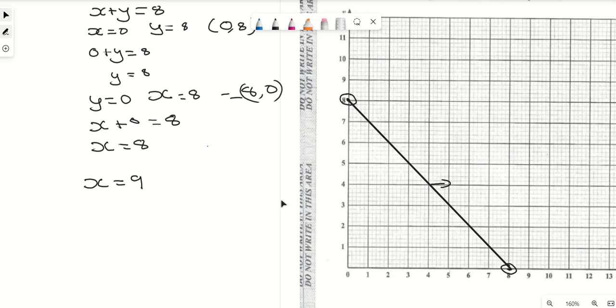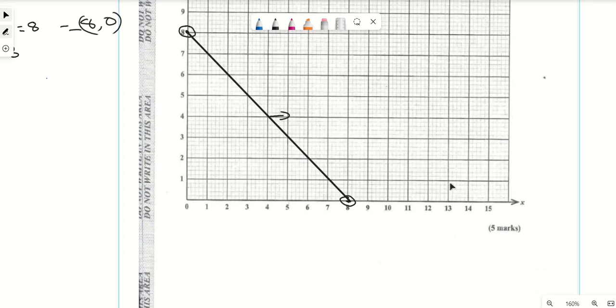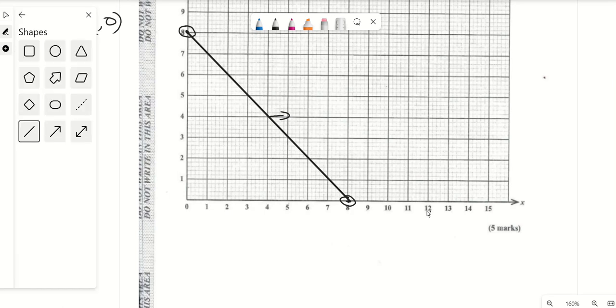Now, the next inequality is x less than or equal to 9. When x is equal to 9, that means y is equal to 0. So x is equal to 9 is this line. It's a vertical line going up. Right? So x is equal to 9. We're going to go straight up here.